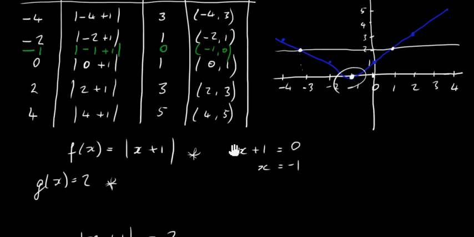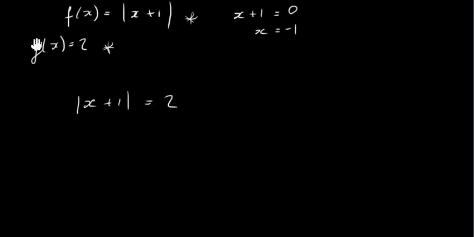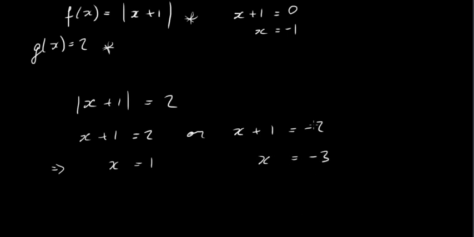But you will be asked to confirm that algebraically. So algebraically you can do it the way I've done it up above. You can say x plus 1 is equal to 2, or x plus 1 is equal to -2, or square both sides, whichever you like. So here you get x equal to 1, and here you get x is equal to -3, and that's what it looked like on our graphs as well.